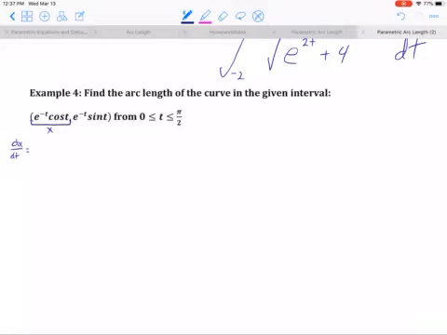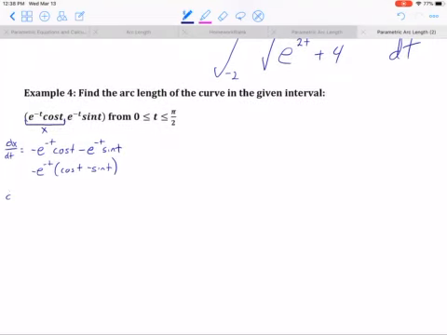So the derivative of the first would be negative e to the negative t times the second, which is cosine of t. And then it's plus the derivative of the second; derivative of cosine is negative sine, so that winds up making it a minus e to the negative t sine t. What you can do with that is factor and take out negative e to the negative t, and then it becomes cosine of t minus sine of t. So there's your dx/dt, same thing for dy/dt.